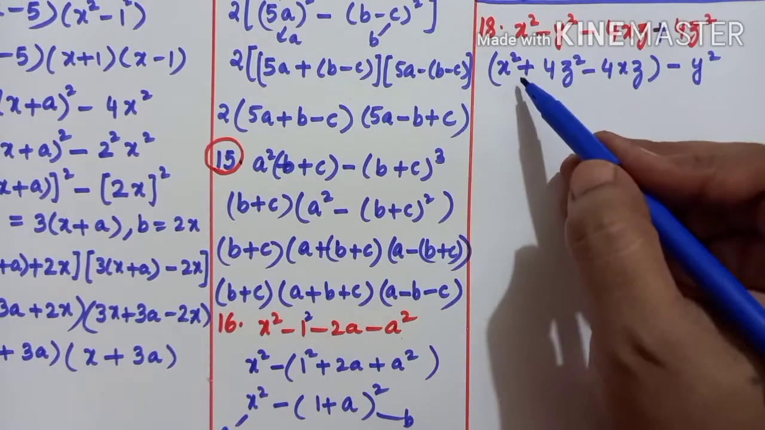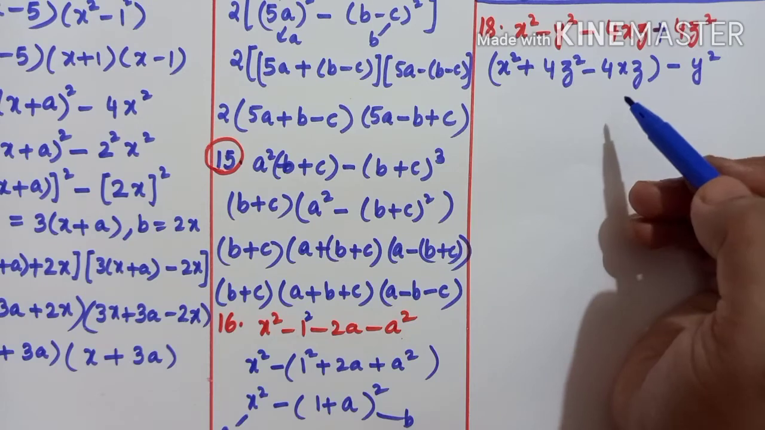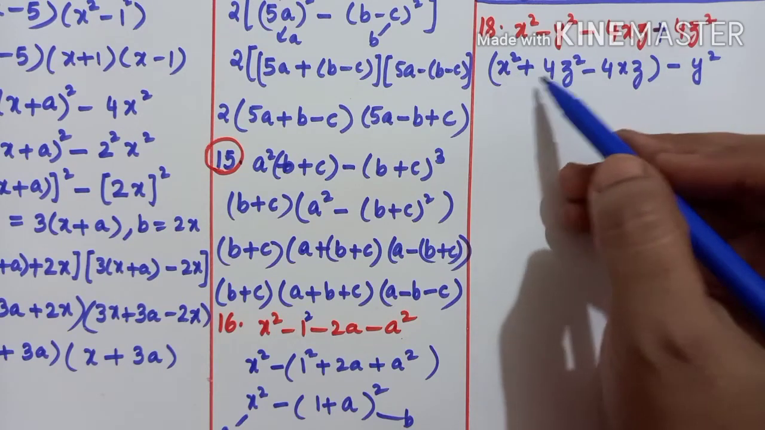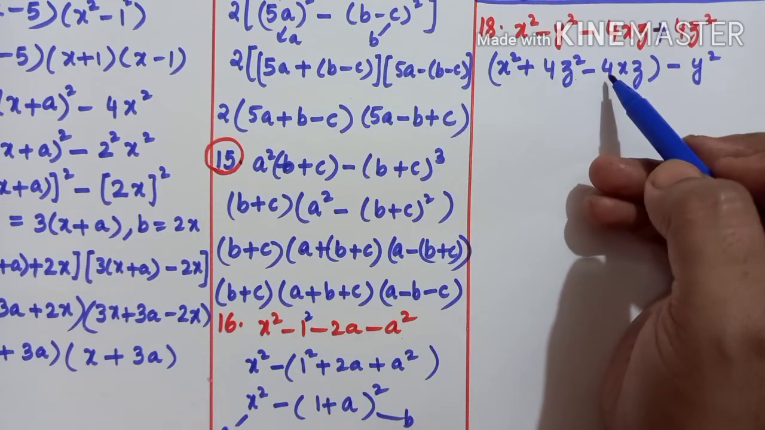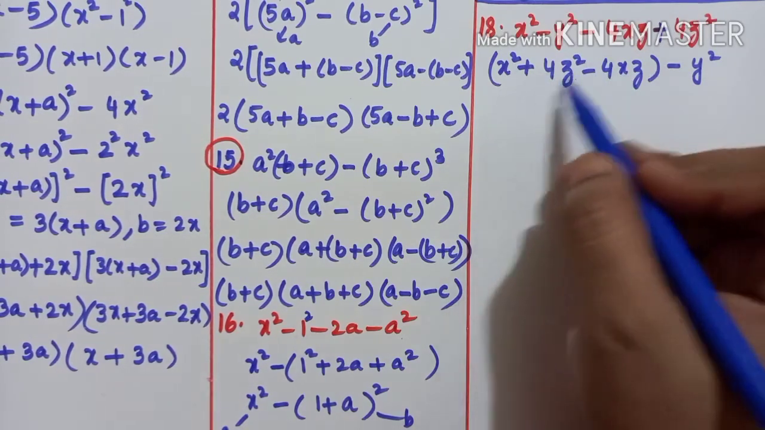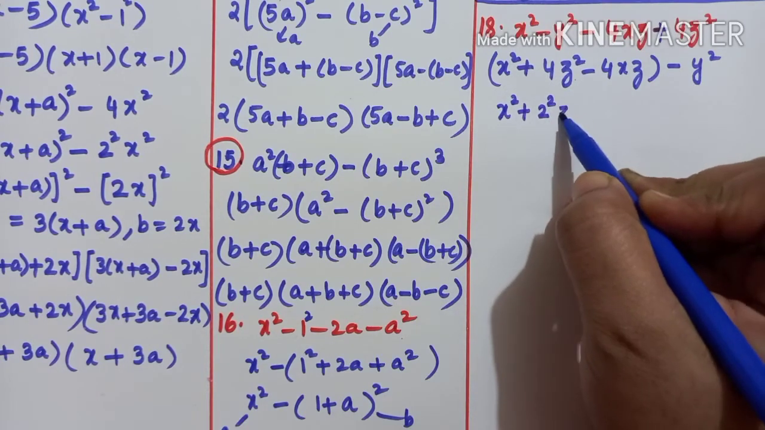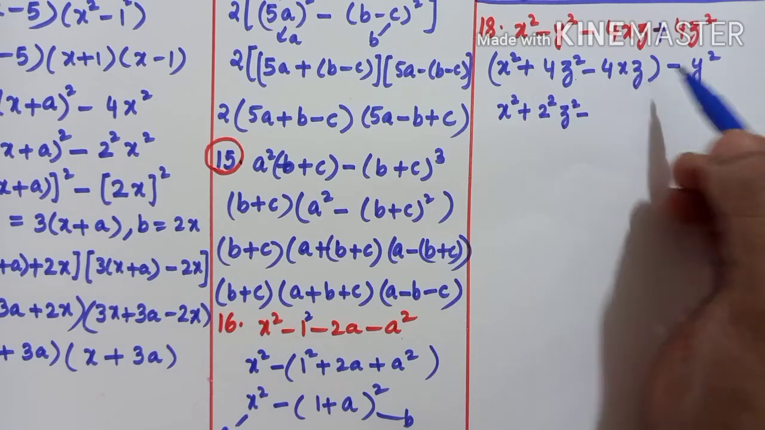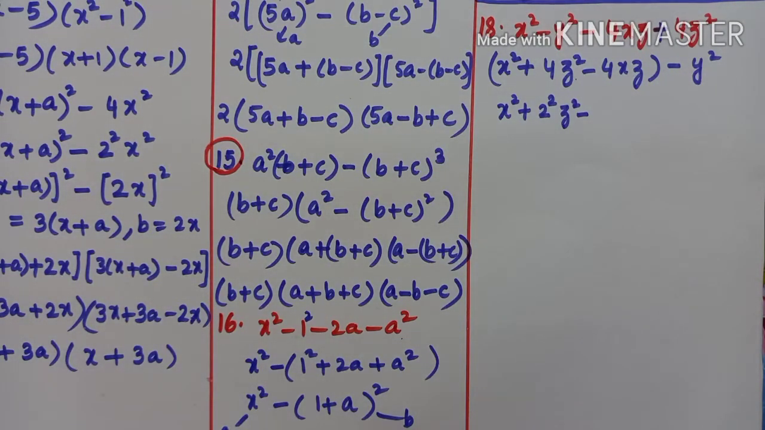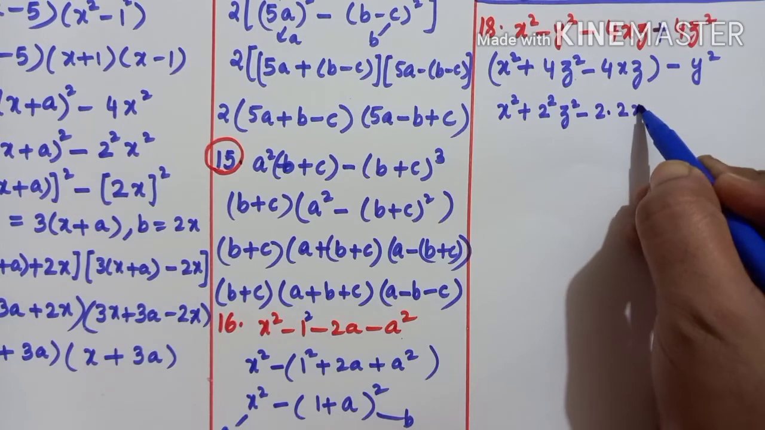Now in the brackets, x square plus 4z square minus 4xz. This is actually in the form of a plus b whole square, like x plus 4 here. Let us write this 4 as 2 square. Then z square will be as it is. Then this 4xz, we can also write as 2 into 2xz.